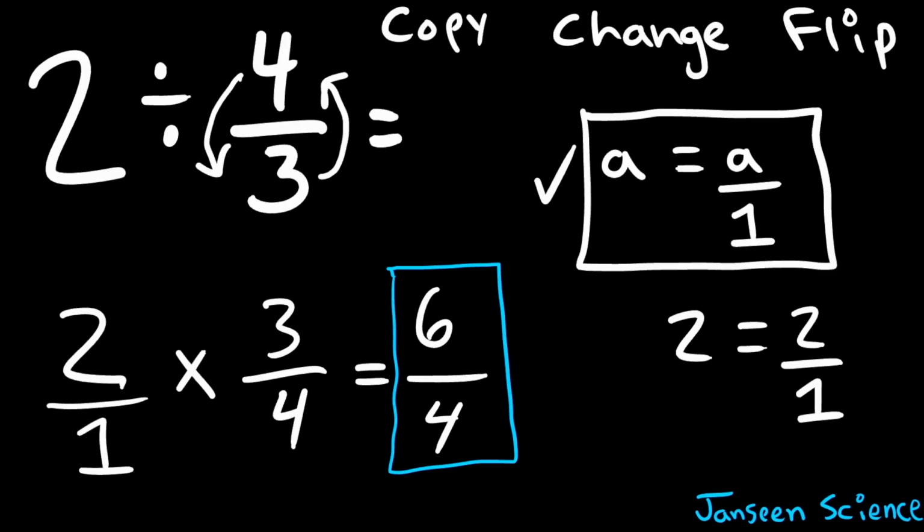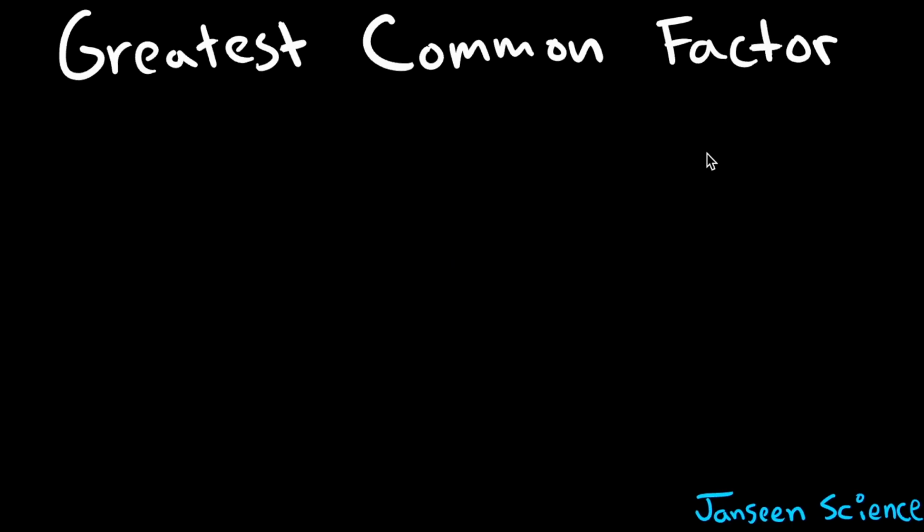Now, looking at this fraction, this 6 over 4, it is a correct fractional answer. However, it is not in simplest form or simplest terms, meaning that we can break this fraction down further. And I want to use the greatest common factor to do that. I want to use a fraction tree to find the greatest common factor. I'm not going to give you a definition. I'm just going to show you how I can find the greatest common factor using the fraction tree.